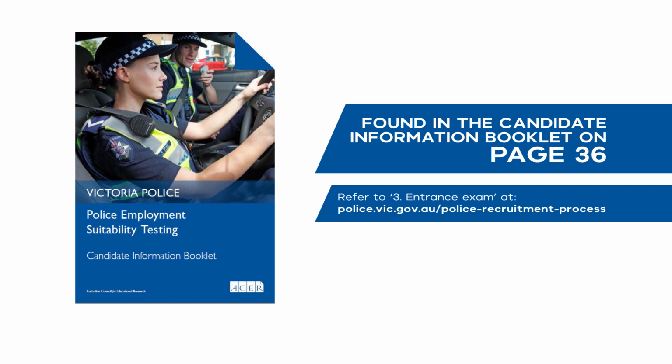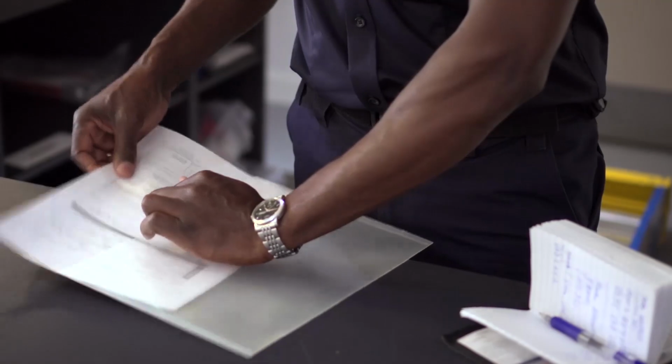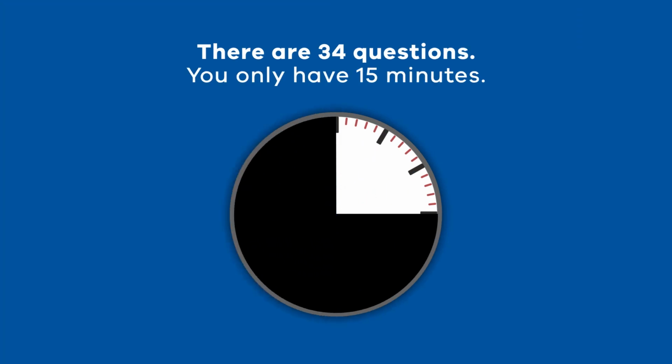police.vic.gov.au/police recruitment process. This section of the exam measures your ability to understand and reason using concepts framed in words. It tests your capacity to think logically, understand relationships, solve problems and think critically, rather than simply understanding vocabulary. In policing, reasoning skills are important because they help you to solve problems, see relationships, evaluate information and make connections between situations and events. There are 34 questions in this section of the exam and you only have 15 minutes to complete them, so you need to work quickly.